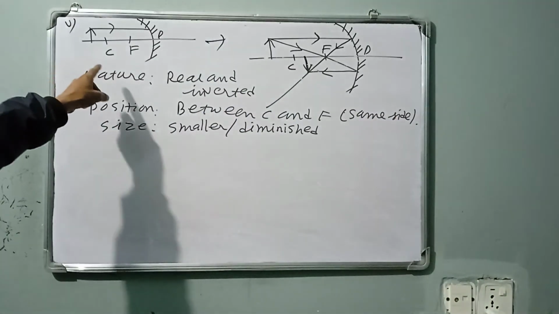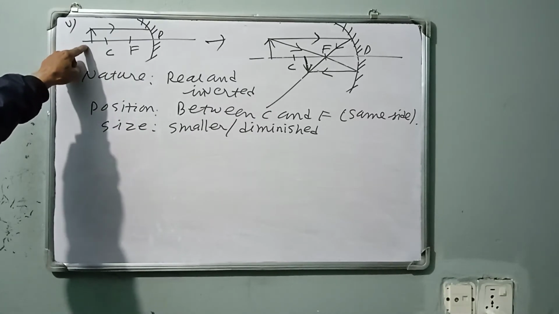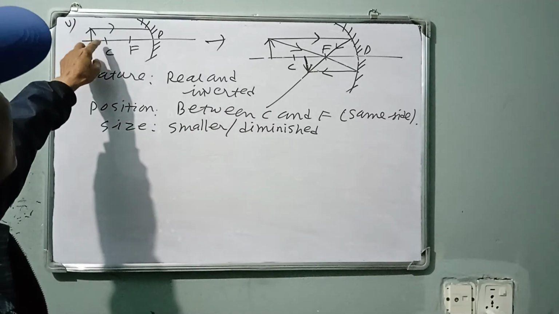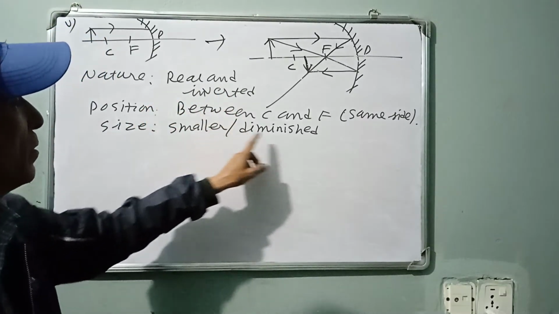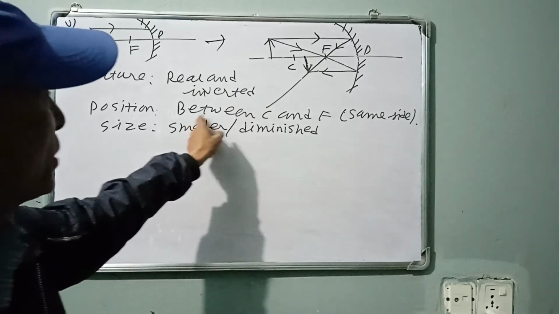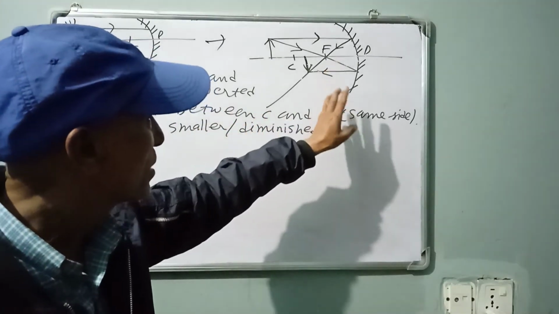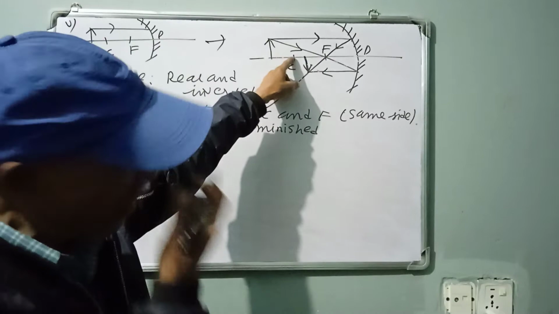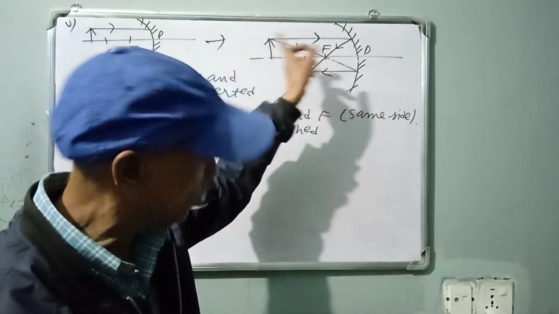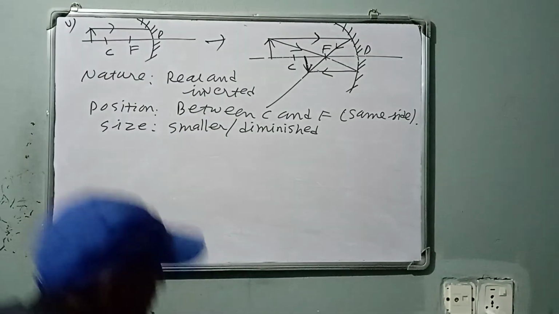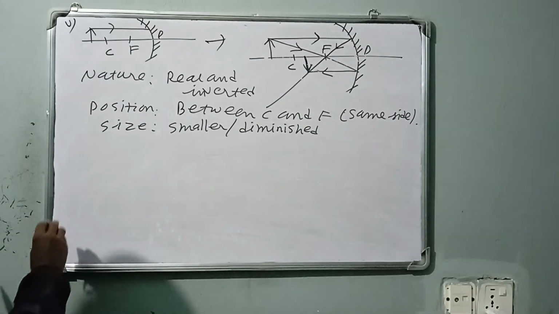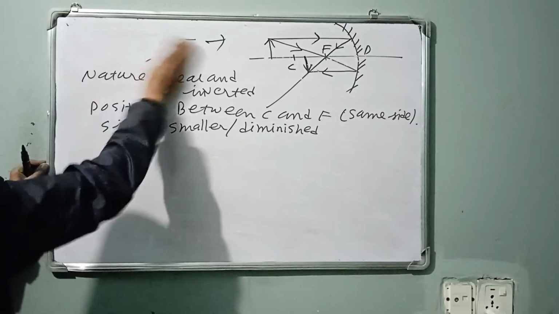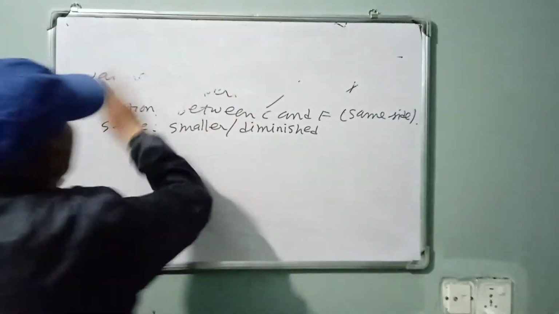How to write down the language? When an object is placed beyond C, a real, inverted and diminished image is formed between C and F on the same side. Center भन्दा पर राख्यो भने सेन्टर र फोकसको बीचमा इमेज भन्छ. This is the case. Smaller image भन्छ. This one, fifth case. Case number 5. Now case number 6.